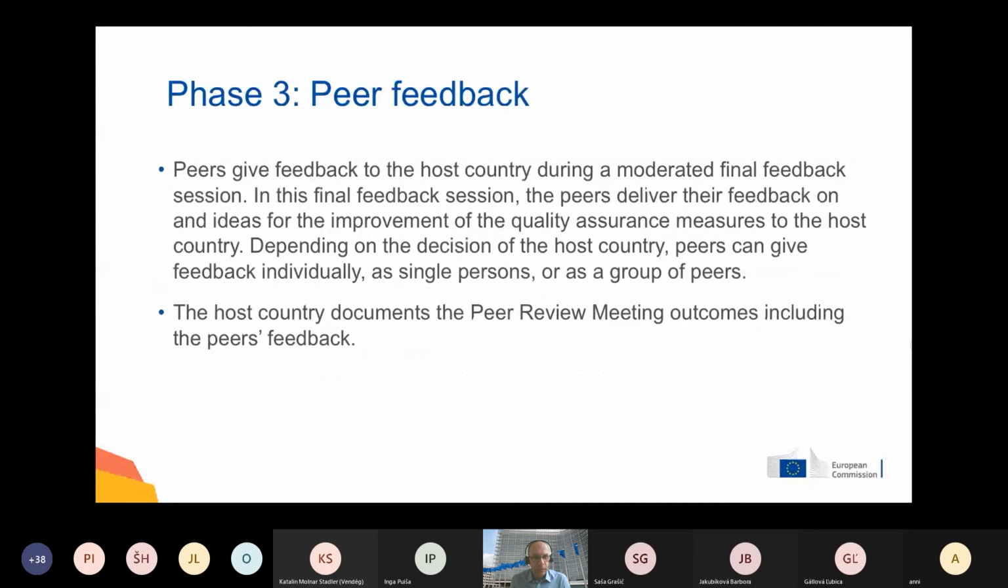Next slide. So then the third phase is the phase where indeed the peer feedback would be given and delivered. So this is an important phase. So this could take place, for example, at the end of the peer review meeting, where member states or the peers could give their feedback to the host country to explain more in detail what are their observations and suggestions to improve, for example, the policies reviewed.